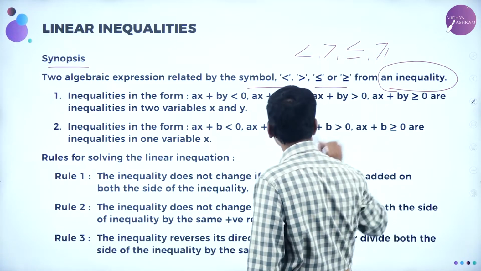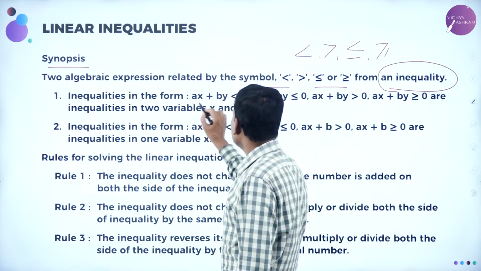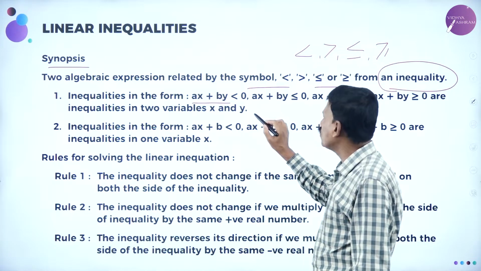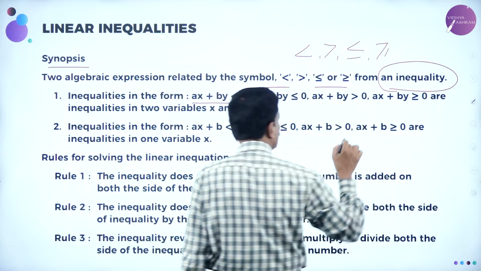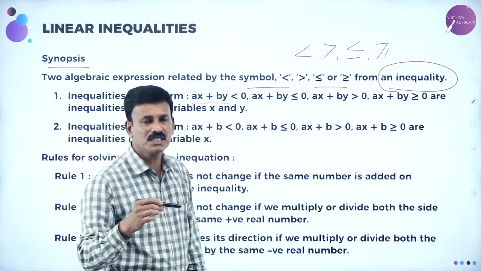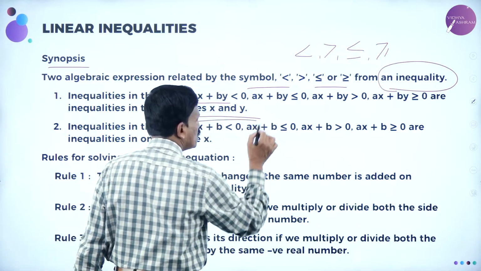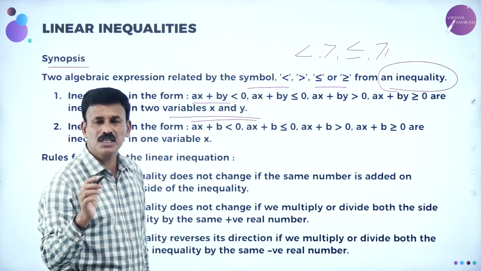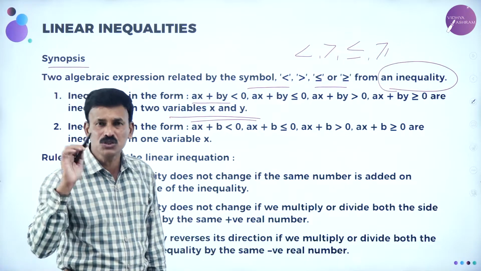Now, any inequality in the form ax plus by less than 0, or ax plus by less than or equal to 0, or ax plus by greater than 0, or ax plus by greater than or equal to 0 are all inequalities in two variables, that is x and y. How many variables are there? Two variables, that is x and y. So these are called linear inequalities in two variables.